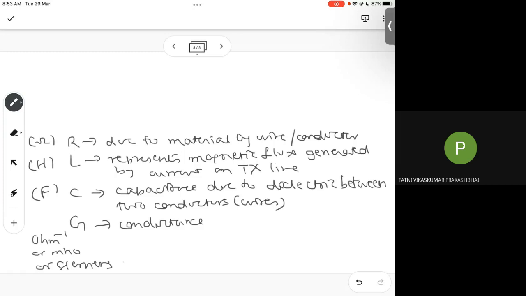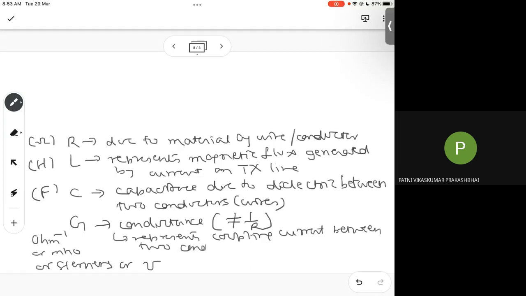So here G is not equal to 1 by R. But G basically represents the coupling current between two conductors, and I will explain just now. First I will write down between two conductors, because a dielectric is not a perfect conductor. It has got some finite conductivity. So it is not a perfect insulator, and it is not a perfect conductor.